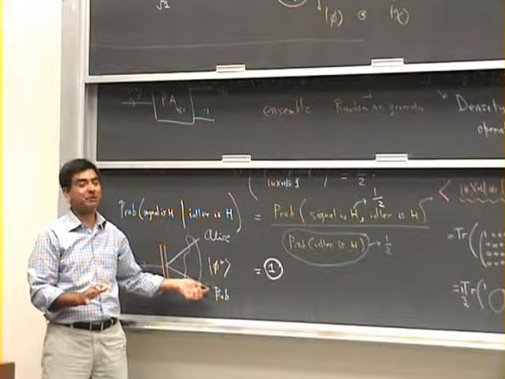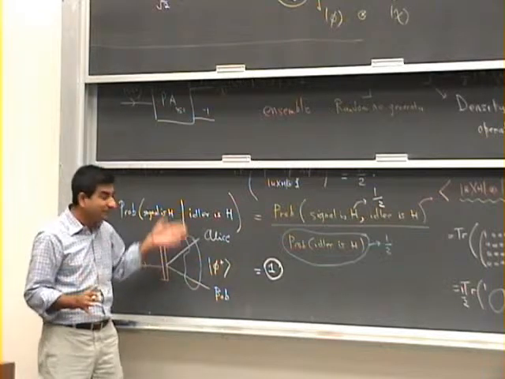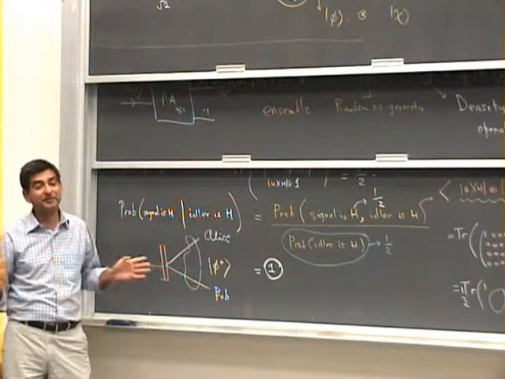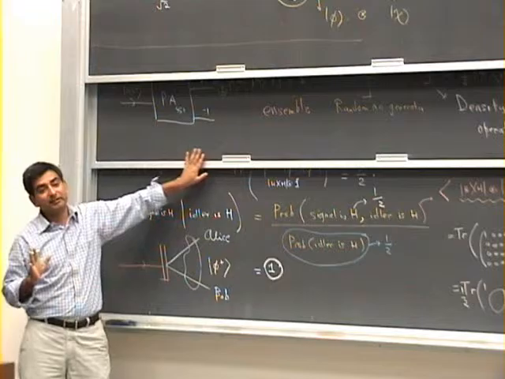Bob, you trace away Alice's information, it is totally random. But then this perfect correlation between these outcomes, this is the hallmark of entanglement, which cannot be explained classically. It's a quantum correlation that cannot be explained classically.